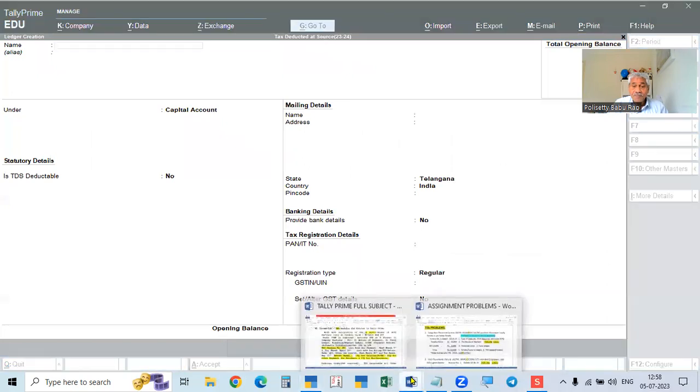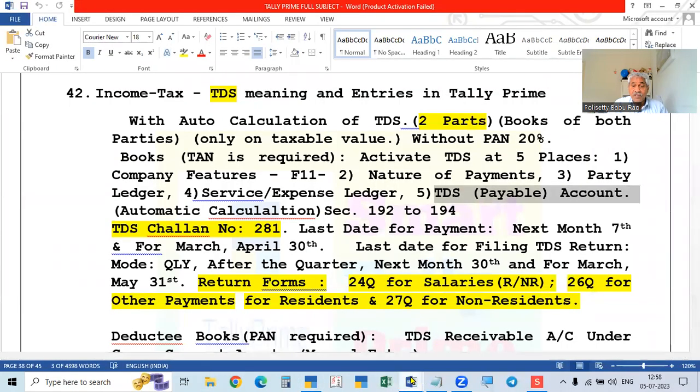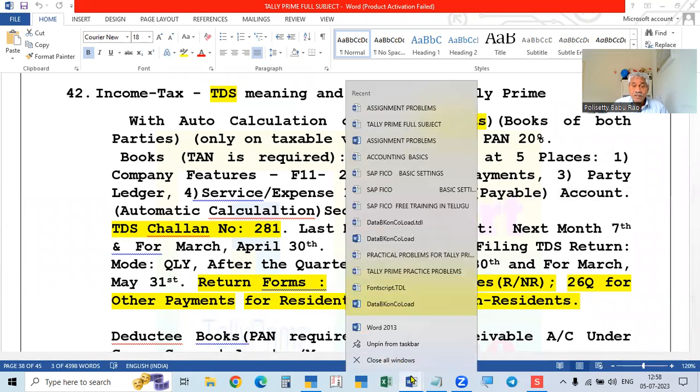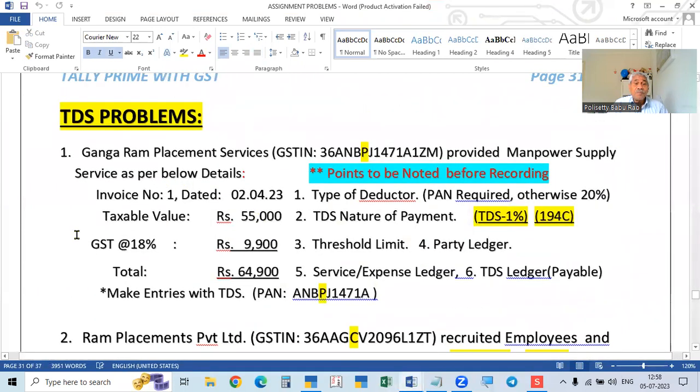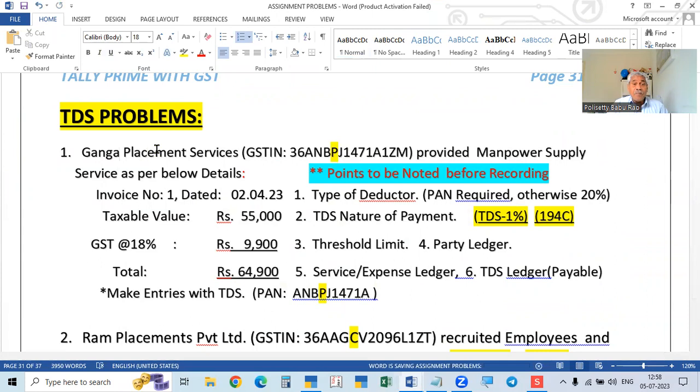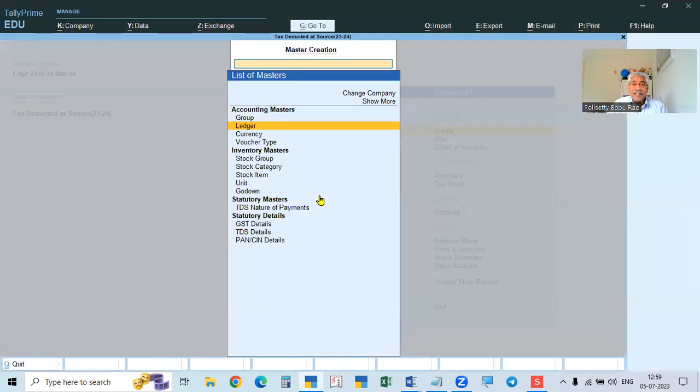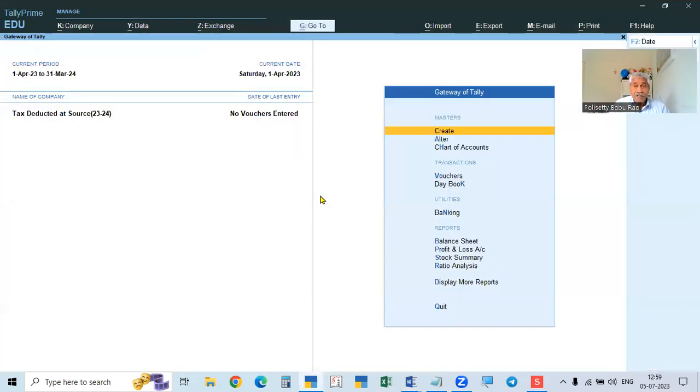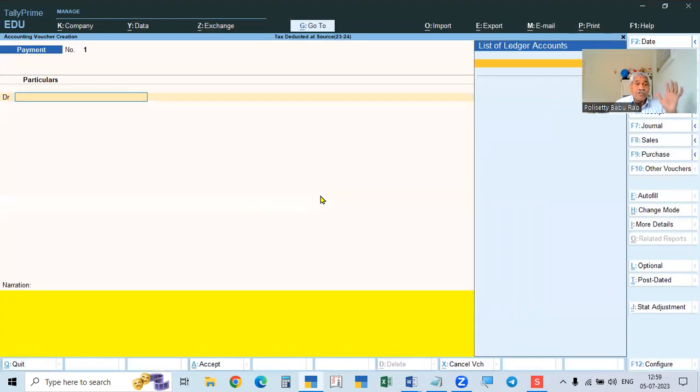Here, there is one problem. We will take the first one. Ganga Placement Services provided manpower supply service as given below. So these are the details. They supplied manpower to us, meaning they recruited some people. We can call it recruitment charges, or manpower charges. So what we have to do first of all, when making the entry, at the time of entry, is this. First we will take a voucher.